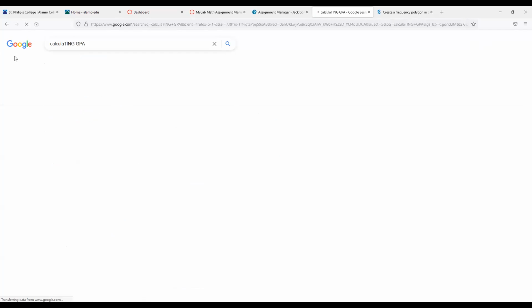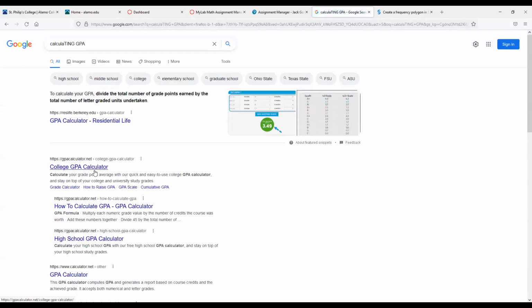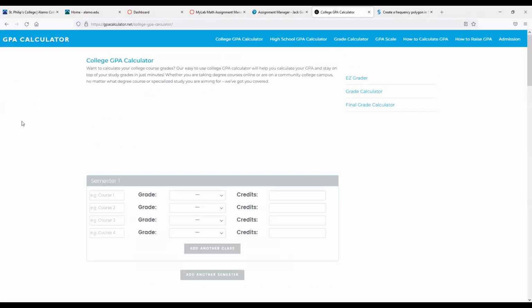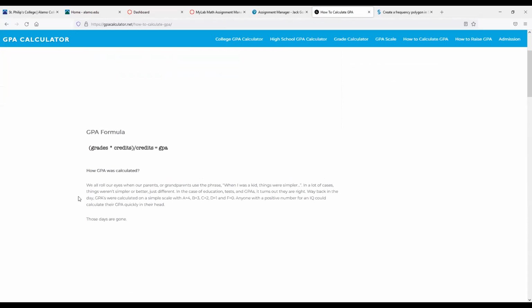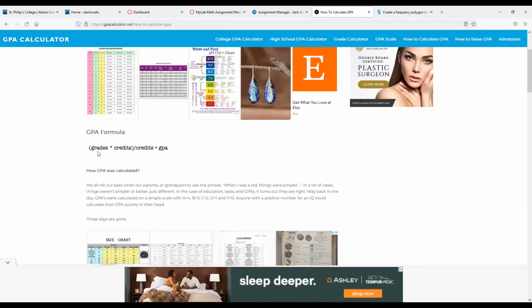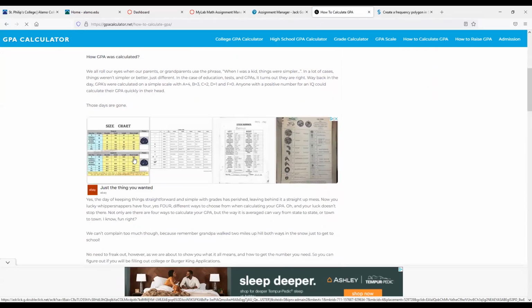Calculating GPA. I don't want to automate it. So how do you do it? That's what we did. We took our grades times the credits that we earn divided by credits.